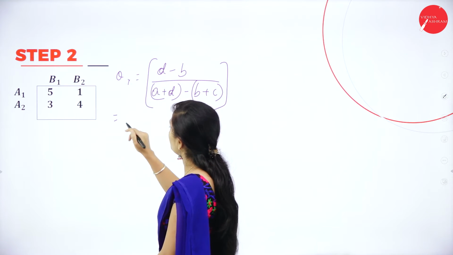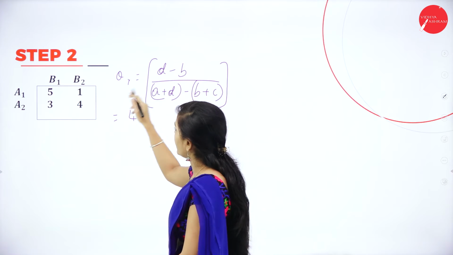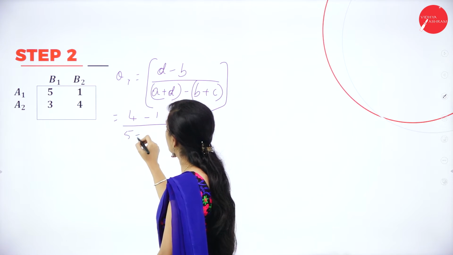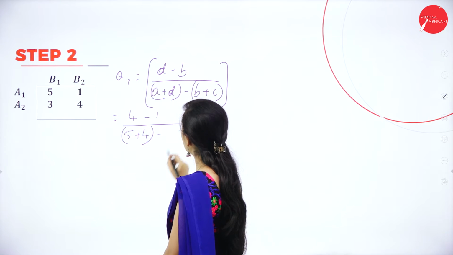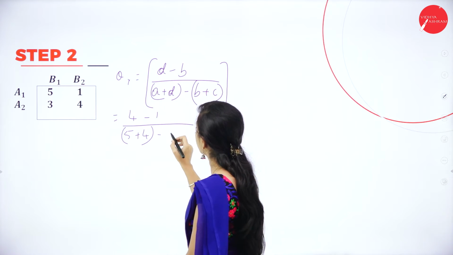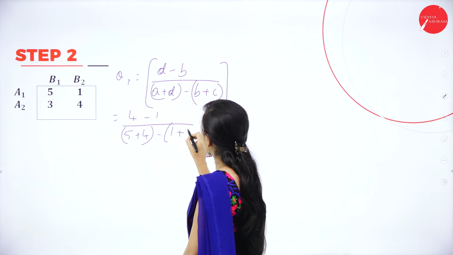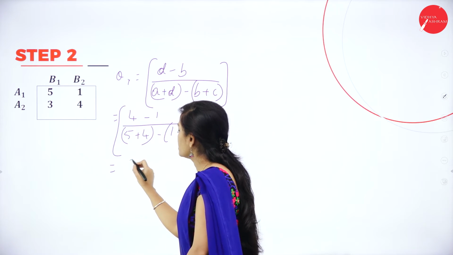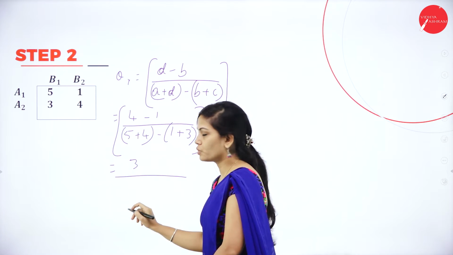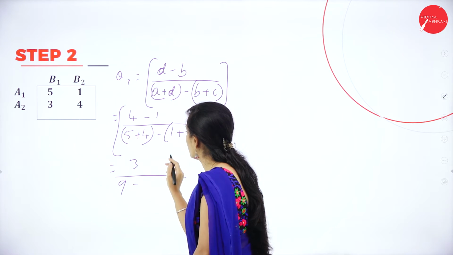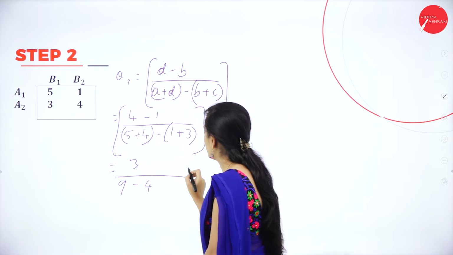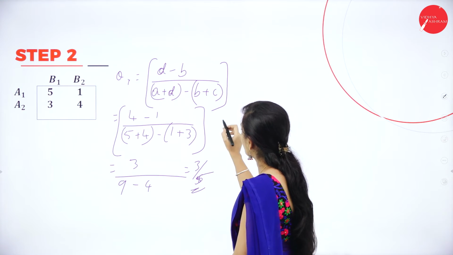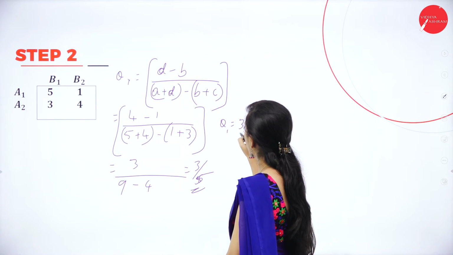Now substitute the value. D means 4 and B is 1. And what is A plus D? It is 5 plus 4 minus B plus C. So B value is 1 plus C value is 3. 4 minus 1 is 3 by 5 plus 4 is 9 minus 1 plus 3 is 4. So it is 3 by 5. So Q1 is equal to 3 by 5.